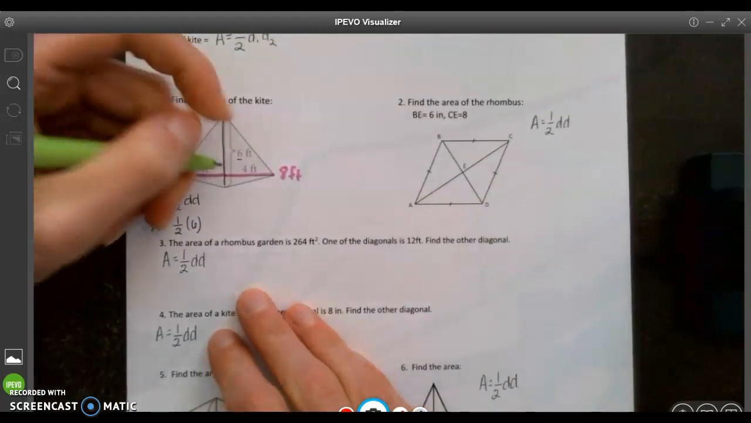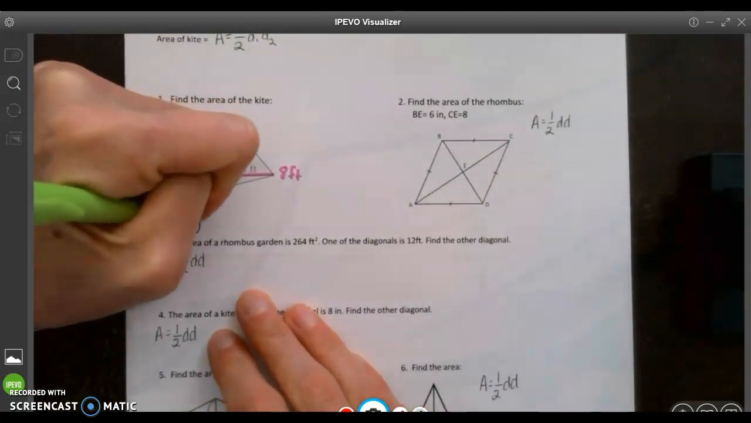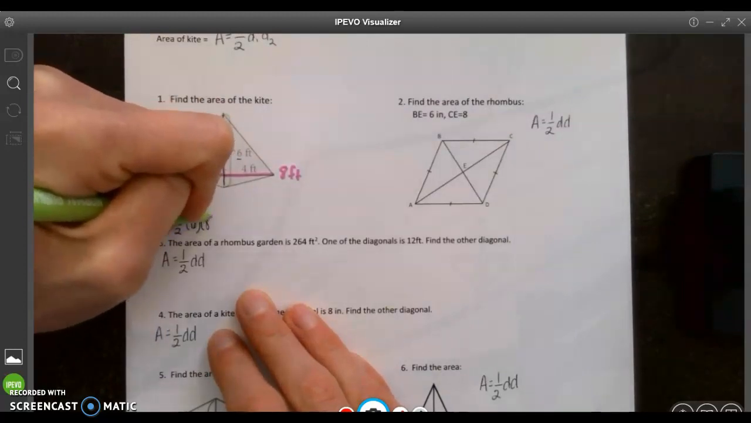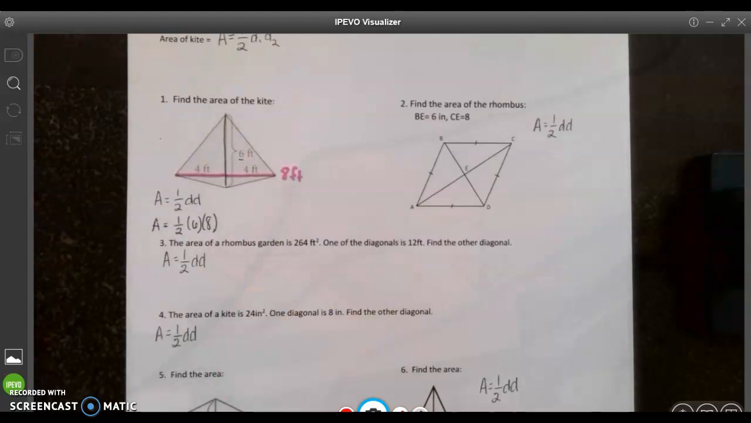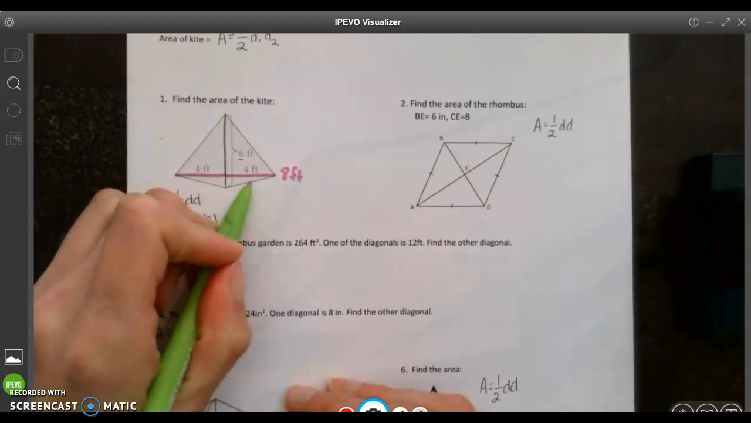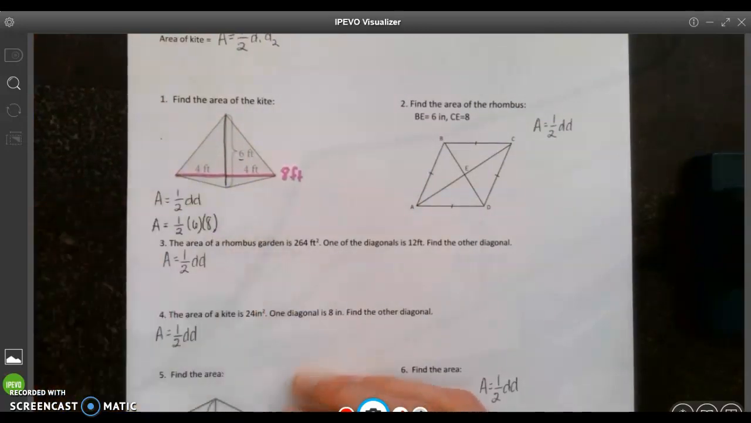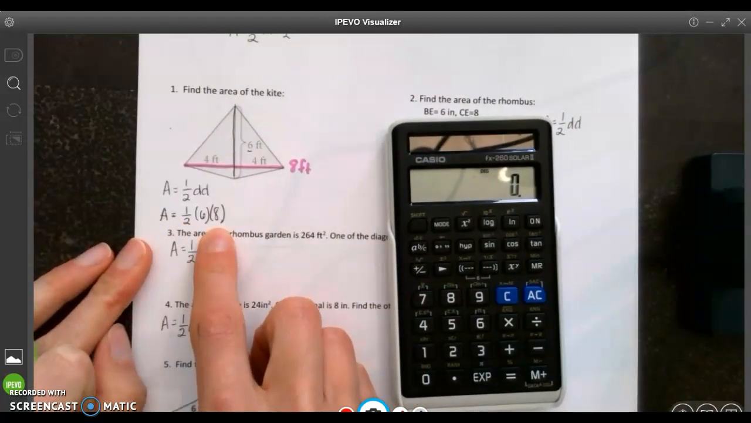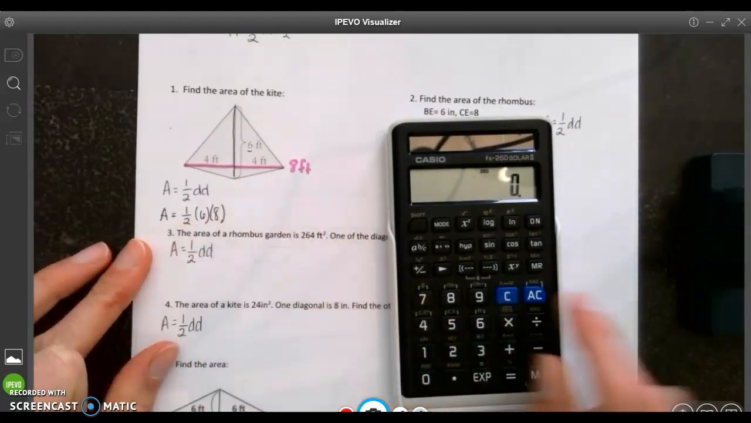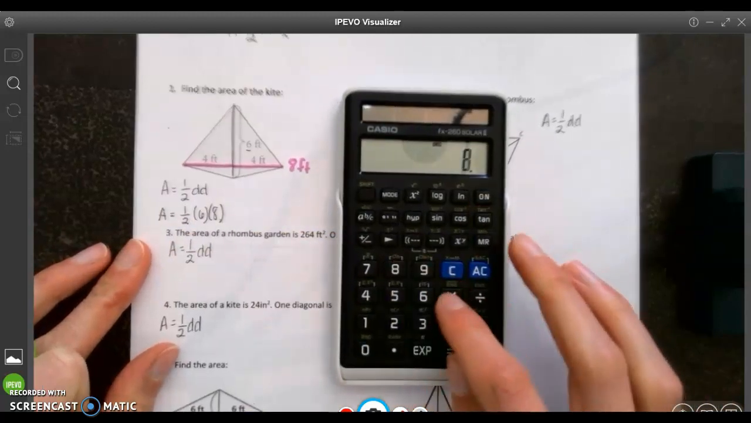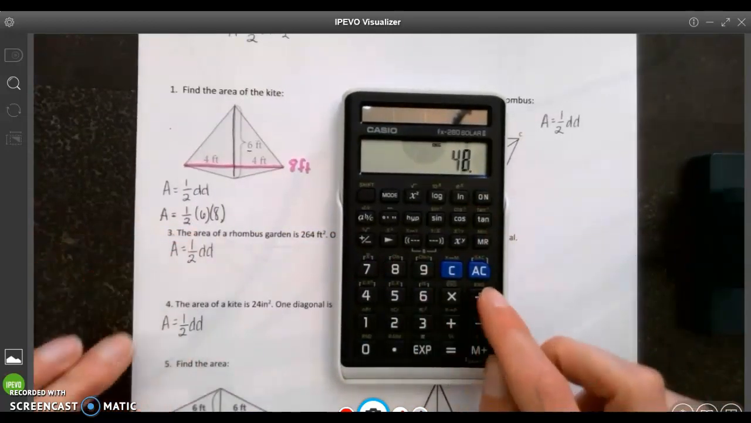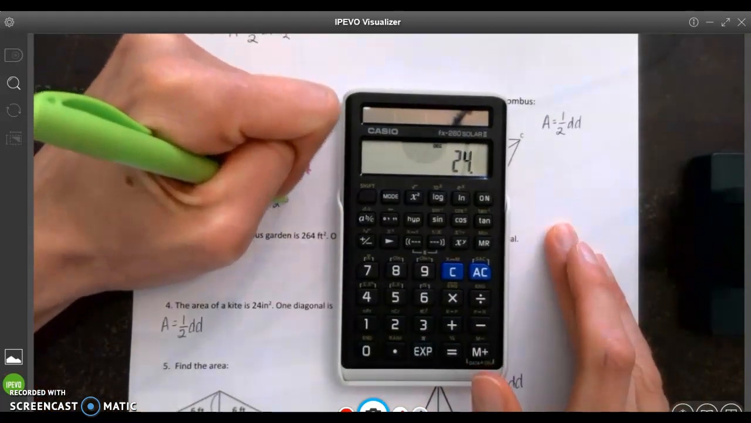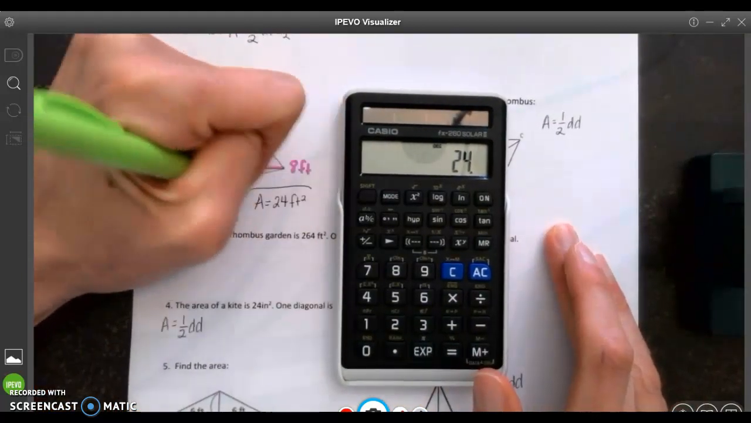So area equals 1/2 times 6 times 8. So not times 4. We have to put both of those numbers together by adding them to get that entire diagonal. Now it looks like what we had for triangle. So I work right to left and multiply. 8 times 6 is 48. I want half of that, so I divide by 2. And our area is 24 feet squared.